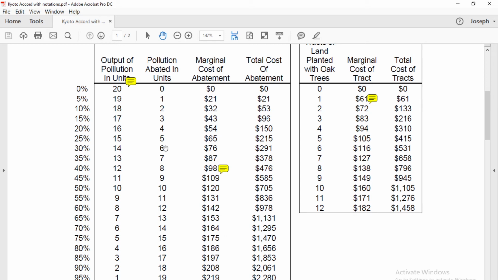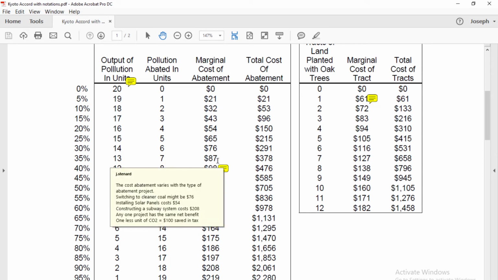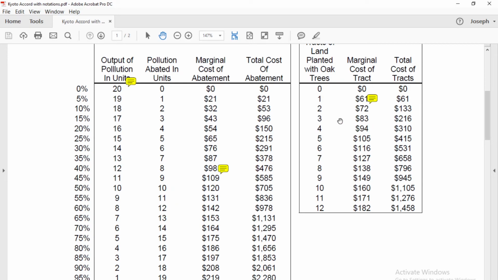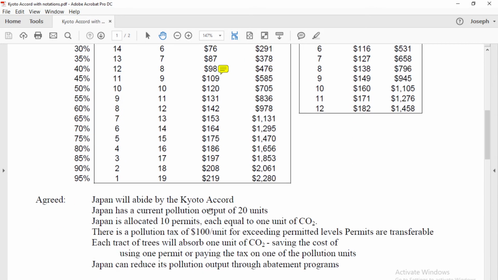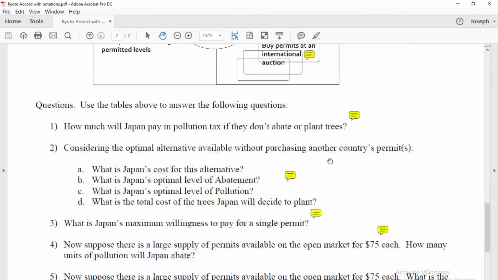So now that you've decided that you've done 6 abatements and 3 trees, your choice is, should you do the 4th tree or should you do the 7th abatement? And the answer is you should do the 7th abatement. So the optimal alternative is to do 7 abatements and 3 trees. The answer, therefore, for the cost of this alternative is $594.